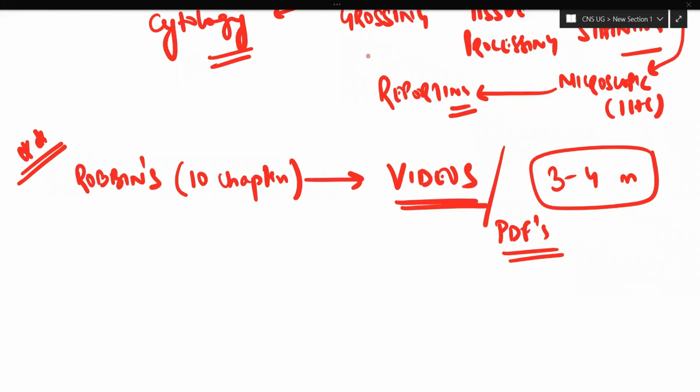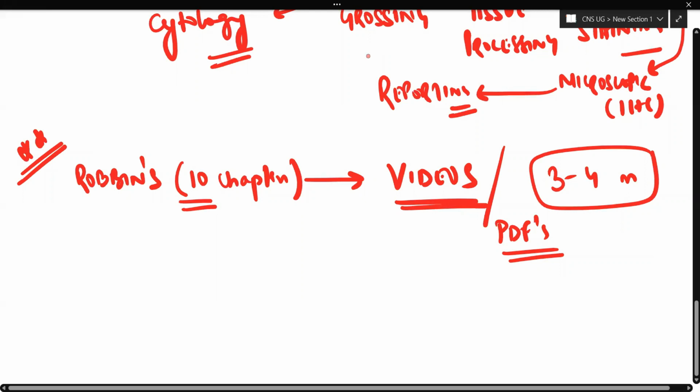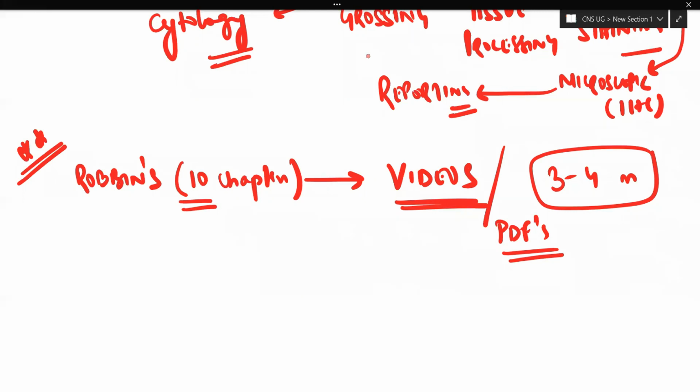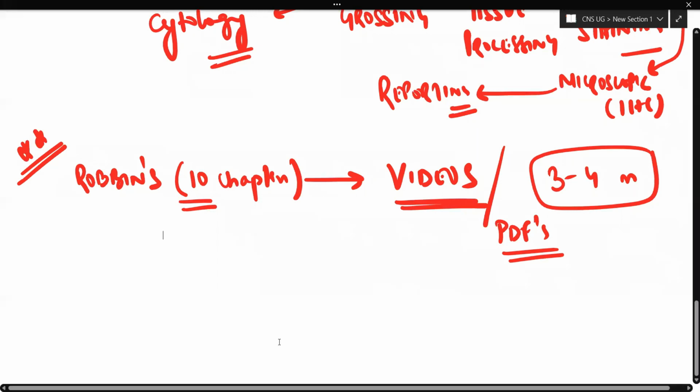Why am I telling you that Robbins' first 10 chapters are important? Why am I telling you this? Because your basics will be formed through this. If this is not clear, then 110% I'm telling you, you will not be able to understand any other things. You agree with me or you don't agree with me? Robbins is forming the basis.